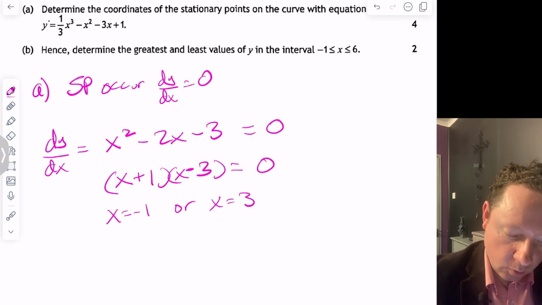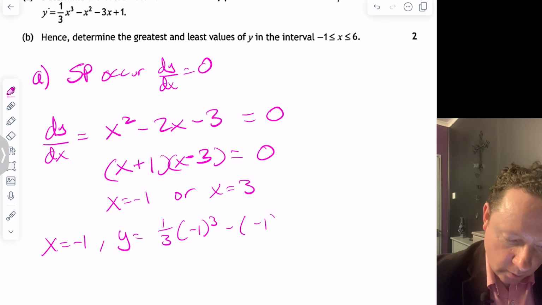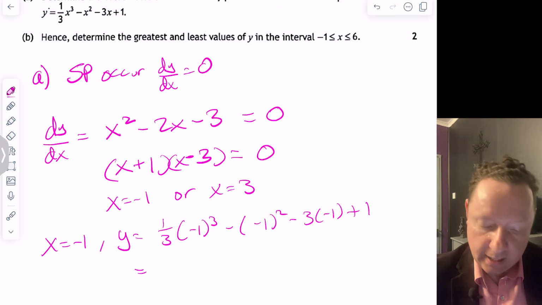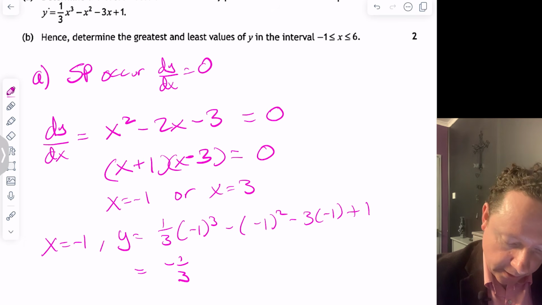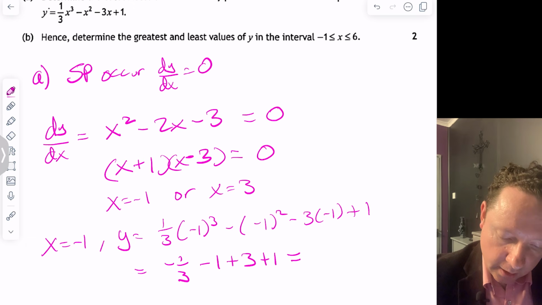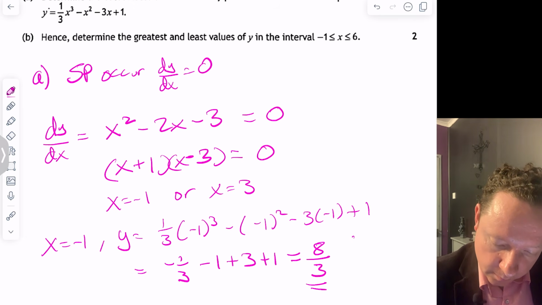Now read the question, determine the coordinates. So when x equals minus 1, y equals 1/3 times minus 1 cubed, minus minus 1 squared, minus 3 times minus 1, plus 1. So minus 1 cubed is minus 1, so that's minus 1/3. Minus 1 squared is 1, times a minus is minus 1. Minus 3 times minus 1 is plus 3, and then I've got plus 1. So I've got 1 minus 1, 0. 3 minus 1/3 is 8/3. But you can use a calculator anytime you want. So the coordinate is minus 1, 8/3. So that's our first coordinate.